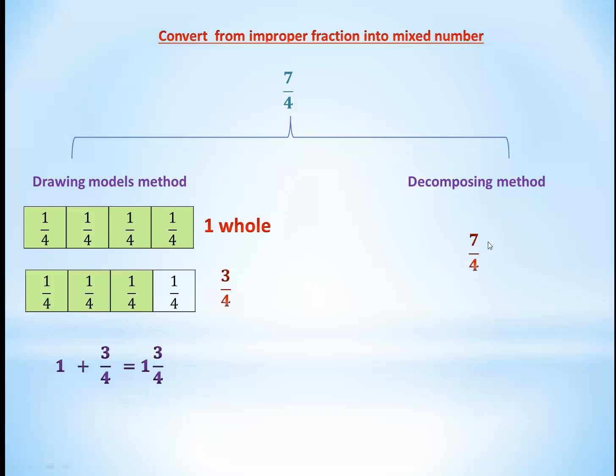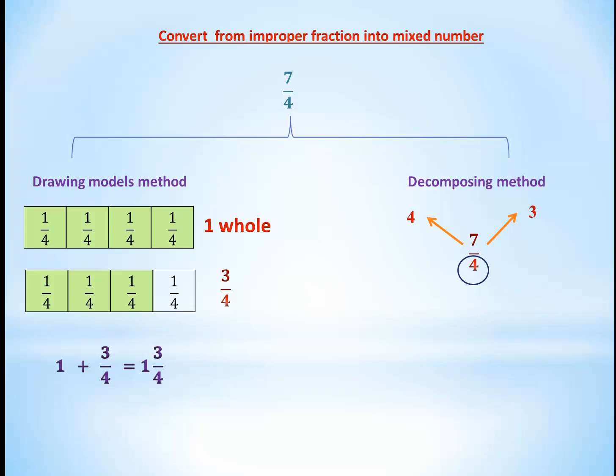Okay, the second method is the decomposing method. To decompose, we need to decompose the biggest number, or the numerator, into two numbers. One of them is the denominator. Okay, so we know that the denominator is 4. Let's decompose. The denominator is 4, so one of the decomposing numbers will be 4. And the other is the remainder of 7, which equals 3. 7 minus 4 equals 3.